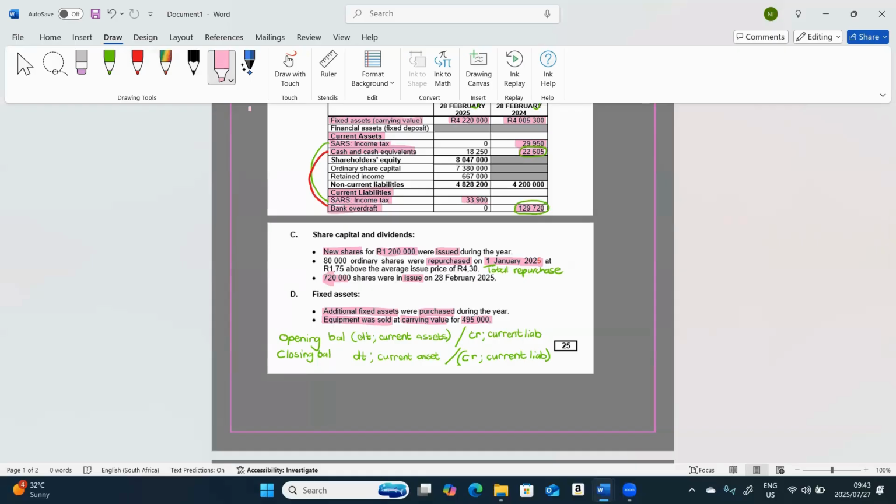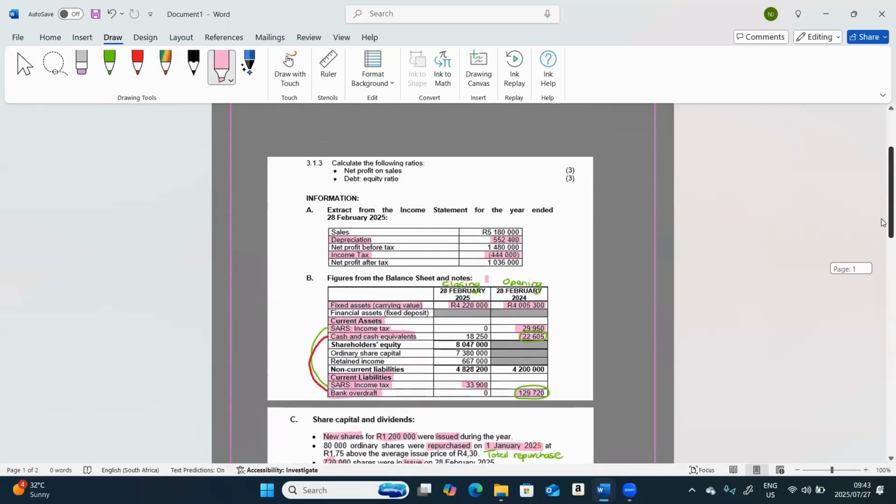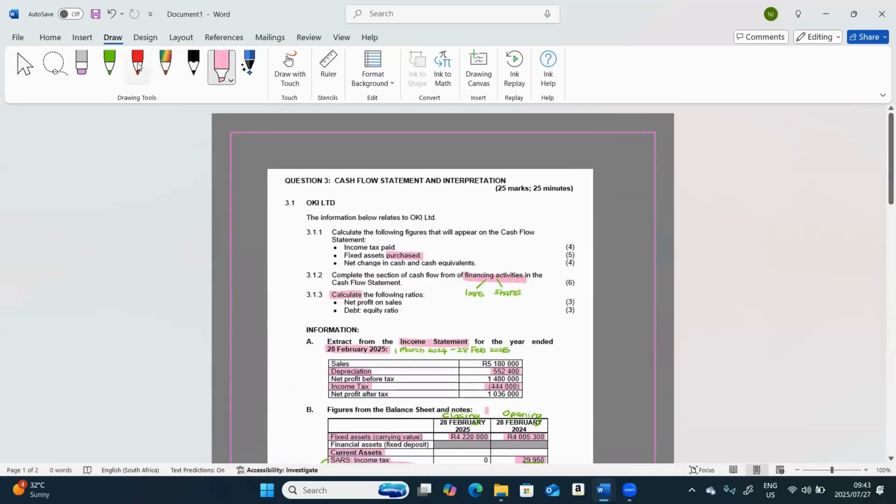They are just telling you that after this new issue of shares and the repurchase, we had 720,000 shares in issue that are in the hands of the shareholders. Do you understand that? That's all that tells us. So we are done with the share portion, the share effect on financing activities. Now we need to focus on the loan portion.